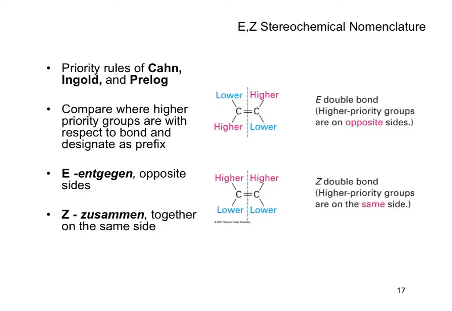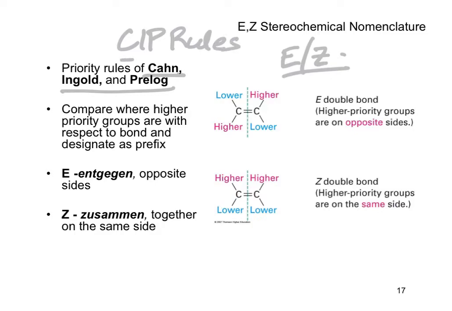And so the E and Z came into being, and that work was done by Cahn, Ingold, and Prelog. Sometimes these are also referred to as the CIP rules. Okay, so what they do is across the double bond, they would assign priority with respect to the atomic number. So what that means is that if your atomic number is high, that would mean you have a high priority. Atomic number low means that you have a lower priority.